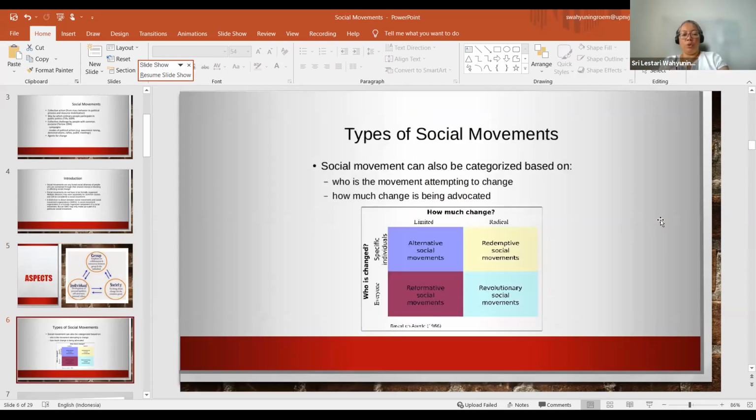So we have also some, I can't remember where I took this from, but I can't really see it. Anyway. So, types of social movement.